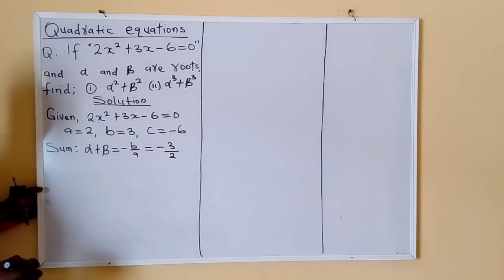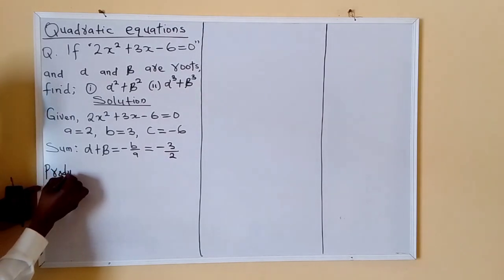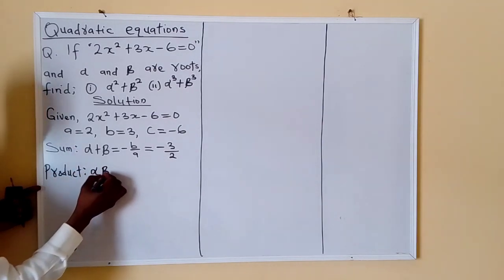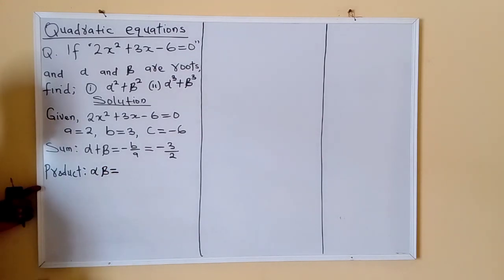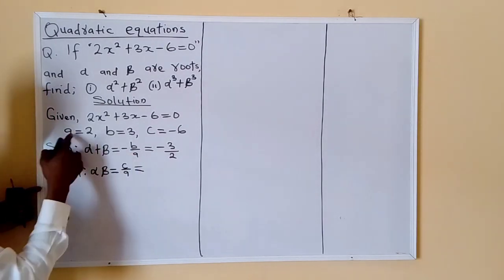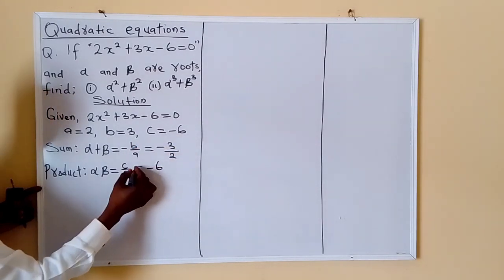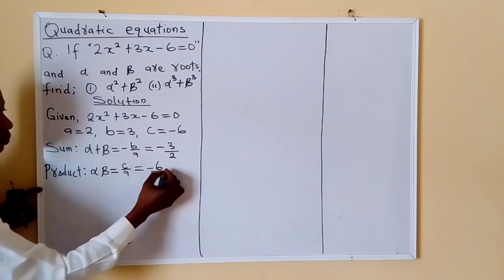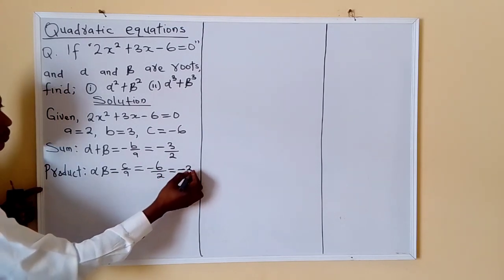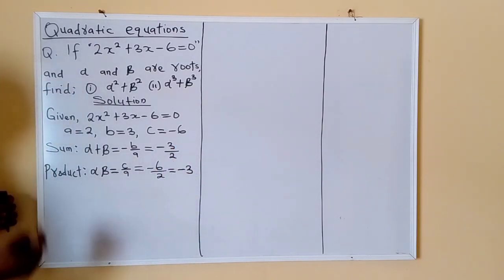We are now going to find the product of roots. Product means multiplication. For the product of roots, alpha beta will be equal to c over a. From these parameters, our c is minus 6 and our a is 2, so minus 6 divided by 2 is minus 3. Please hold these values very well. They are very important to what we are going to do later.